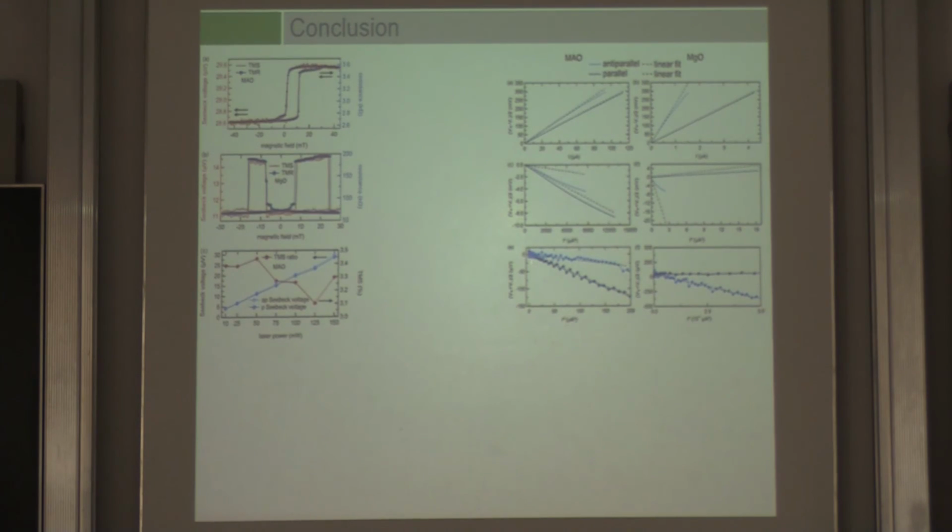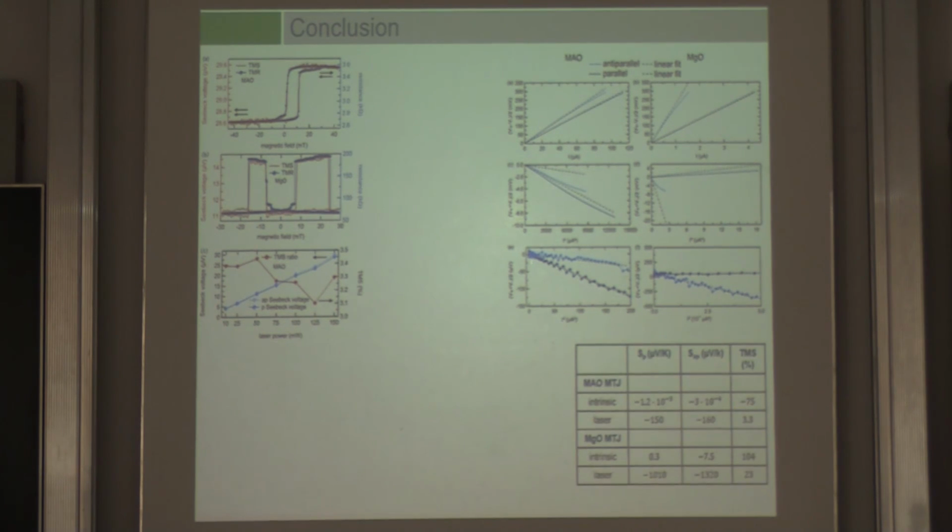So to conclude, you have seen TMS measurements and TMR measurements on MAO and MgO MTJs. You have seen that the symmetric contributions of our IV curves deviate from the expected linear behavior, and that the model of the intrinsic TMS is not accurate or gives no reliable results in comparison to the laser-induced measurements. And we have seen a distinct maximum of the TMS ratio, which we will investigate in further studies.